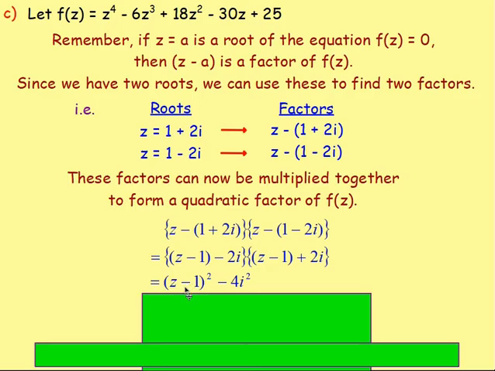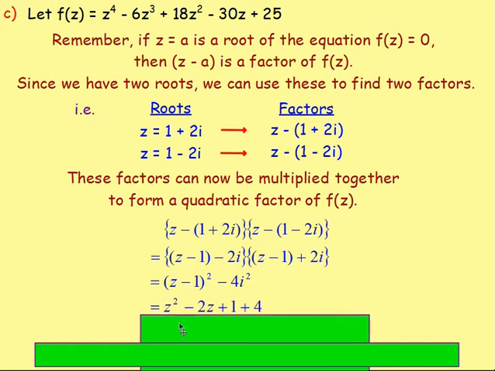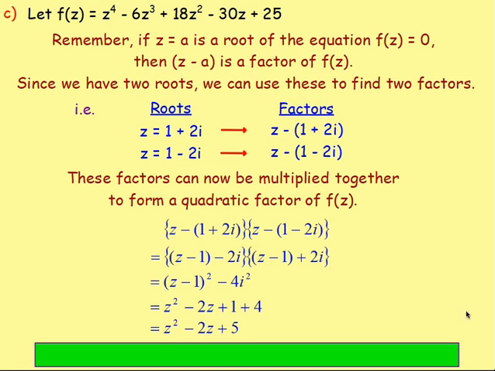Because we've got the brackets and the i squared, we can deal with them. Multiplying out the brackets, imagine z take away 1 times z take away 1. You'd have z times z, which is z squared, take away z, take away z, which is take away 2z, and negative 1 times negative 1, which is plus 1. And then negative 4 times i squared, which is negative 1, so negative 4 times negative 1 gives plus 4. Simplify that, and we've got z squared take away 2z plus 5.